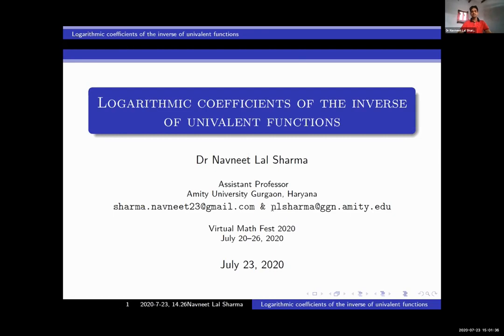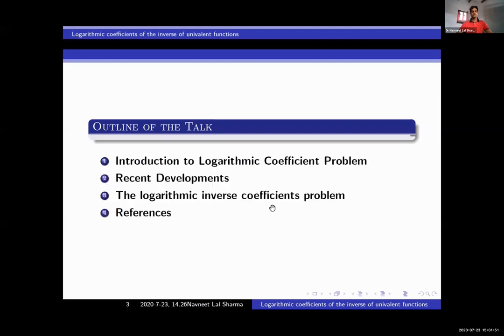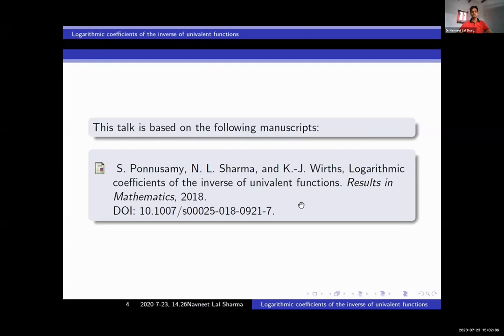My specialization is complex analysis, and I am working in geometric function theory. The title of my talk is logarithmic coefficients of the inverse of univalent functions. In this talk, I will discuss the following points. First, the introduction to the logarithmic coefficient problem, then recent developments. After that, I will discuss the logarithmic inverse coefficient problem, and lastly references. This talk is based on an article published in Results in Mathematics in 2018.